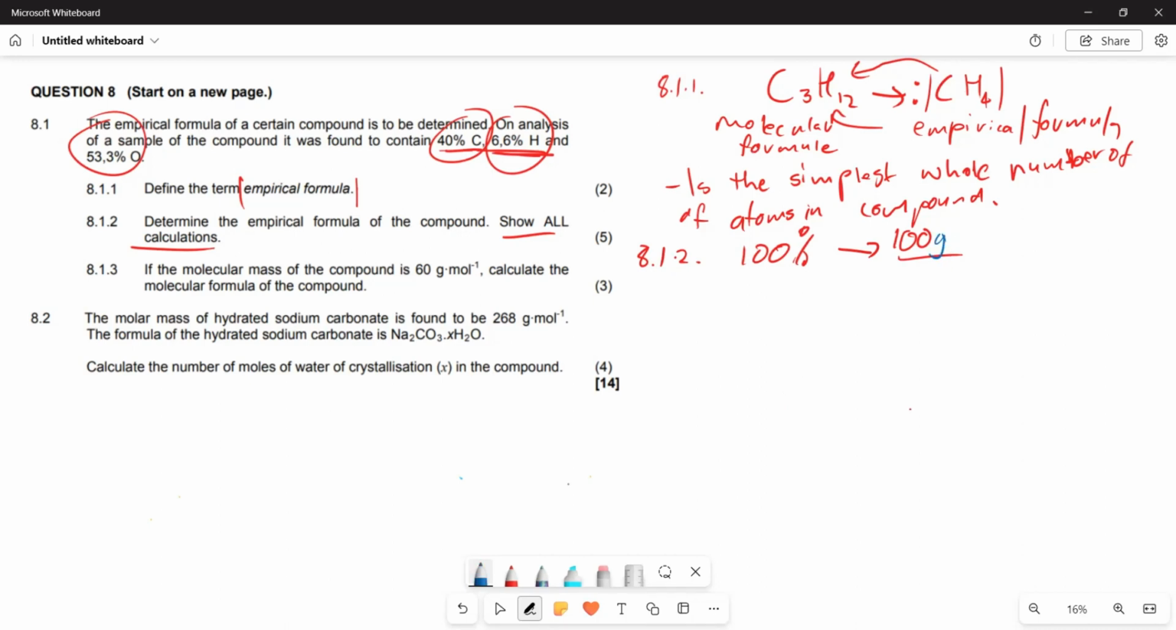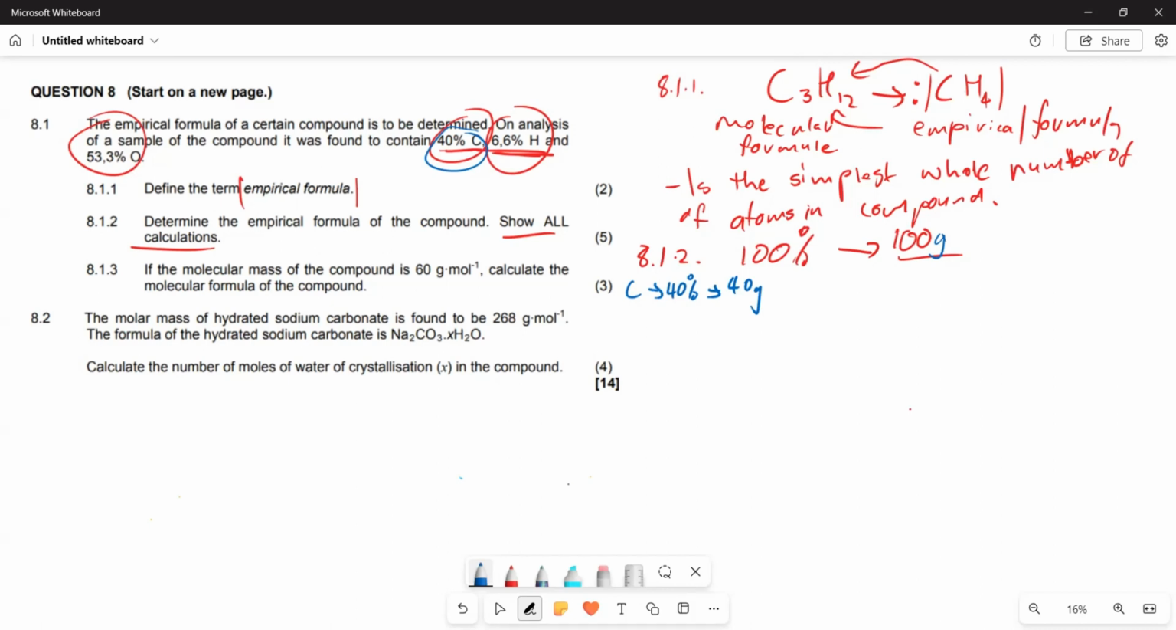I'm going to start here. Let's start with your carbon. Firstly, we are going to start by converting the 40% of carbon. You are given that your carbon is 40%. You are going to convert this 40% into 40 grams. So the carbon is now the 40 gram sample.